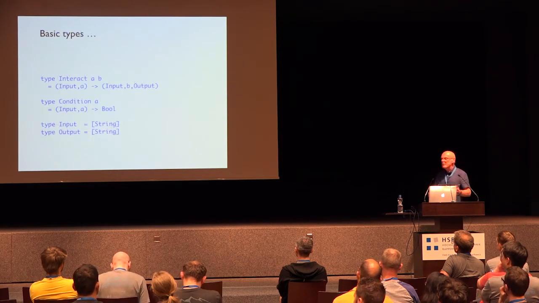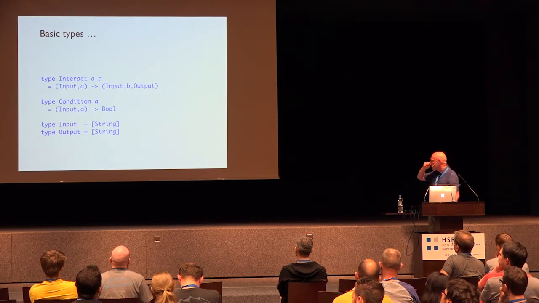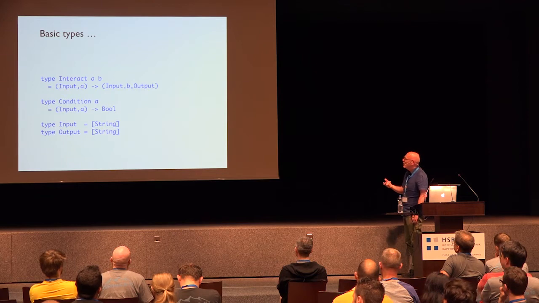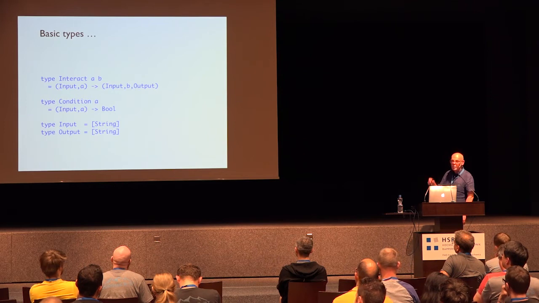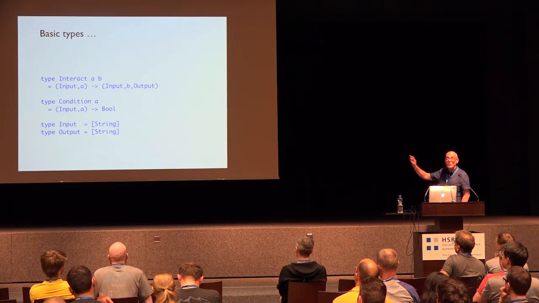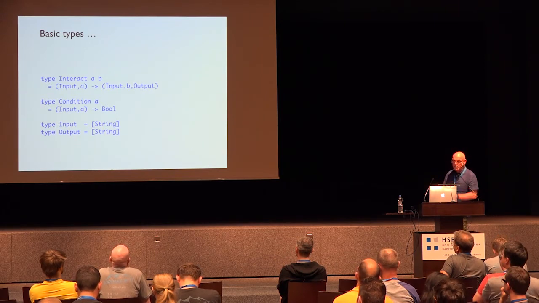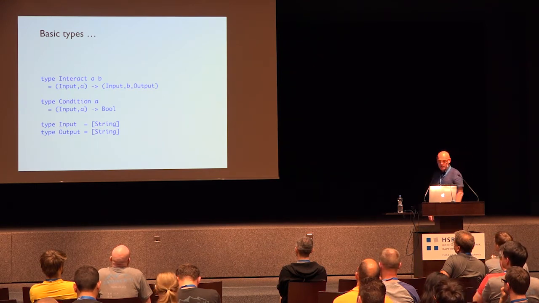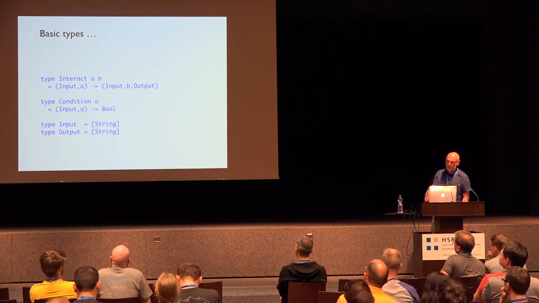So just the basic types. I'm just thinking of input as a list of strings and output as a list of strings. I don't want to think about raw input character by character. And then we have interactions. We also have conditions. Conditions aren't simply conditions on the state; they can be conditions on the input as well. It's a bit like a parser type with a state change in there. I suppose that's another way of thinking about it.